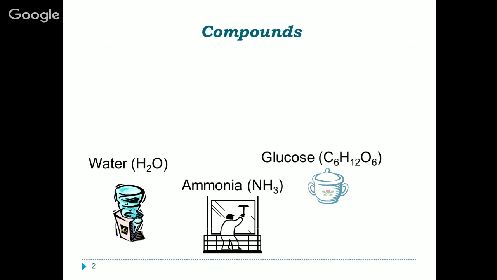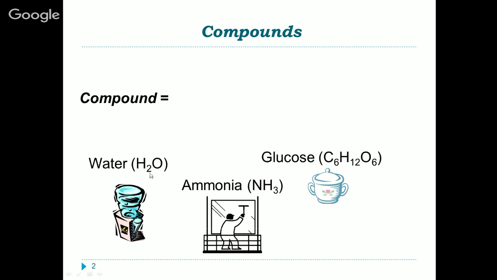First, we have to define what a compound is. A compound occurs when any two different elements come together and form a bond. Now, the bond can be ionic, which we're going to discuss in this chapter, or it can be molecular, which we'll discuss in the next chapter. So, a compound is any two elements that have come together to form something new.